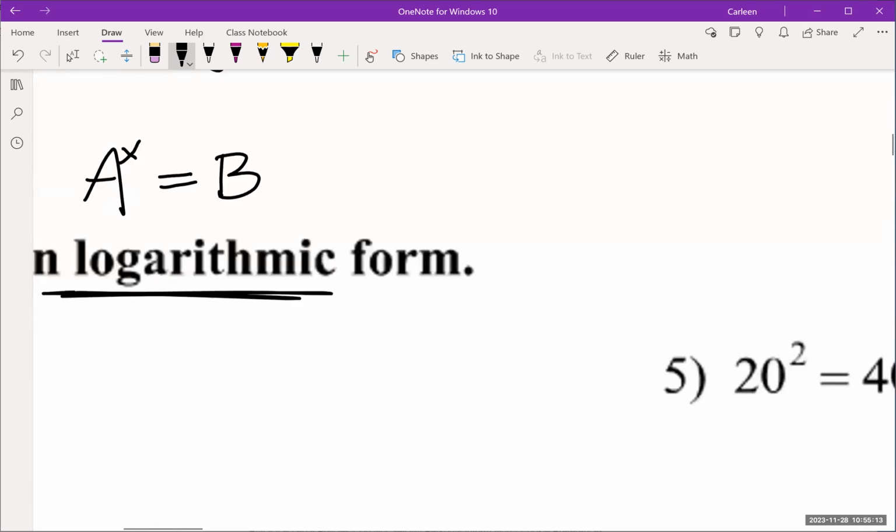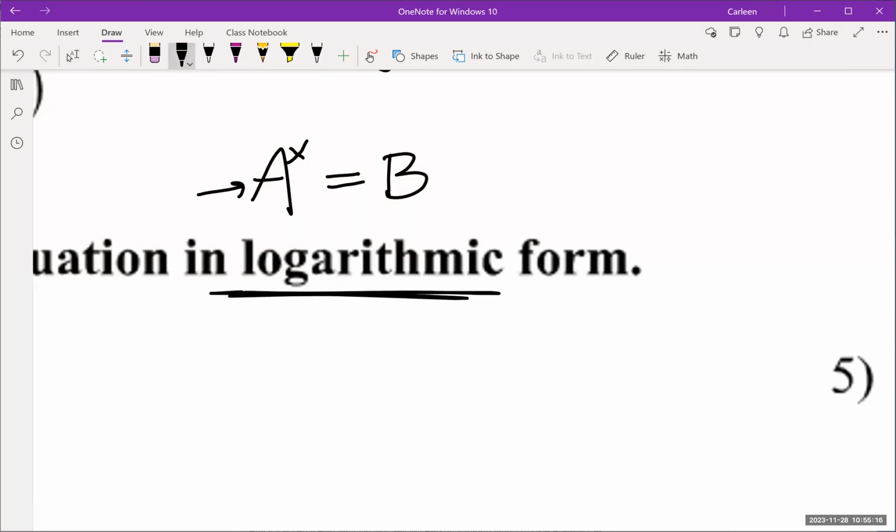So this is the base. This is the exponent. I hope you're doing this in pencil. I think I want to switch these letters. Let's switch these letters. I am so sorry. And this is the answer. That way they're going to match.